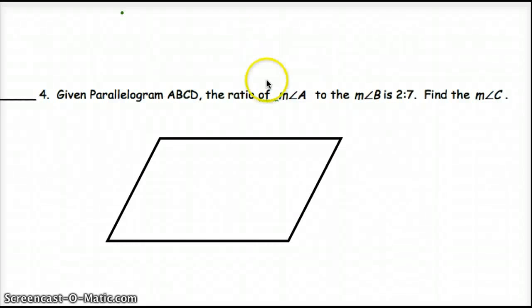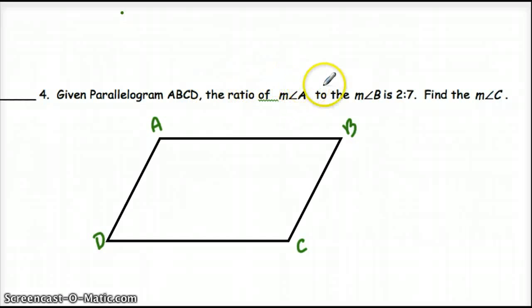Okay, number 4, parallelogram ABCD. Let's label it ABCD. And we have the ratio of the measure of angle A to the measure of angle B is 2 to 7. Okay, well that's not saying that this is 2 degrees and this is 7 degrees. So if I write it in, it's easier to see that that just can't be what they're talking about. It's the ratio, so it's going to be 2x and 7x.